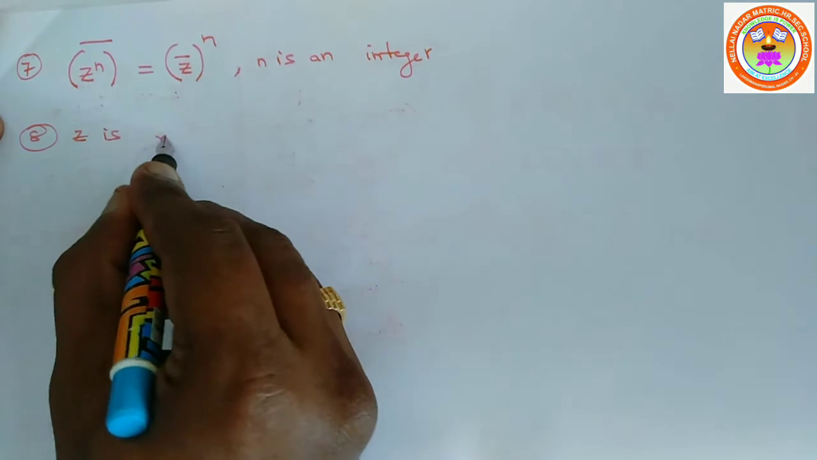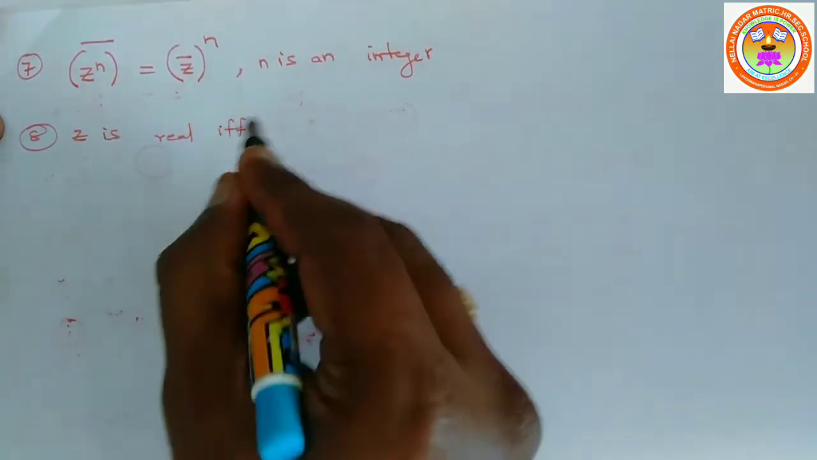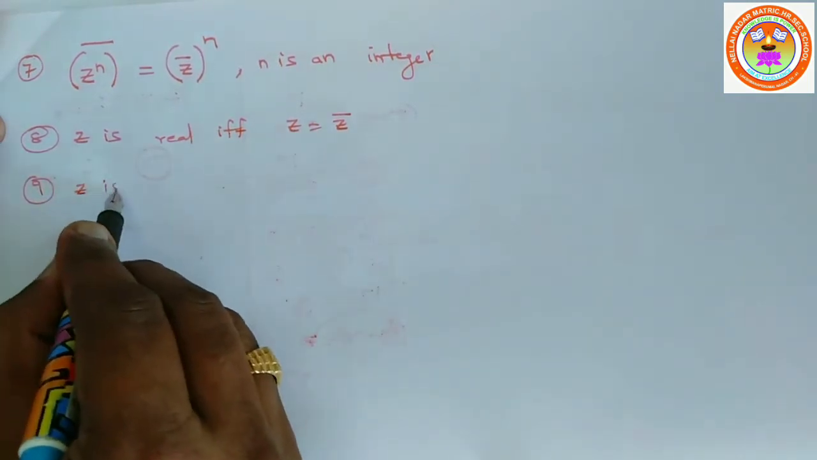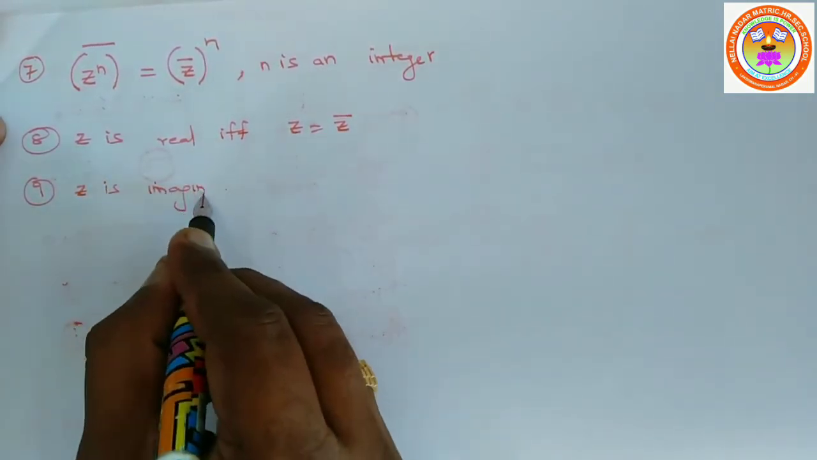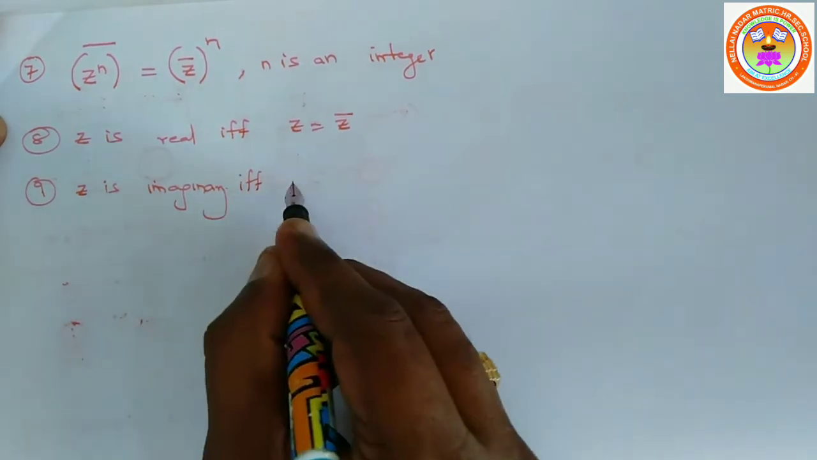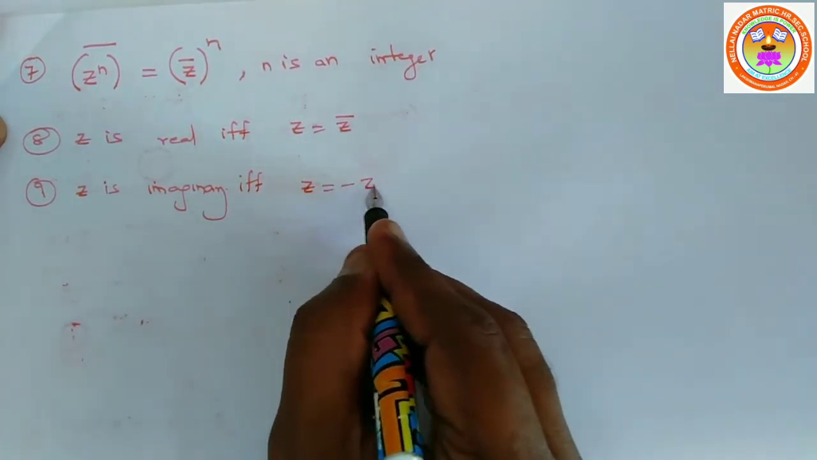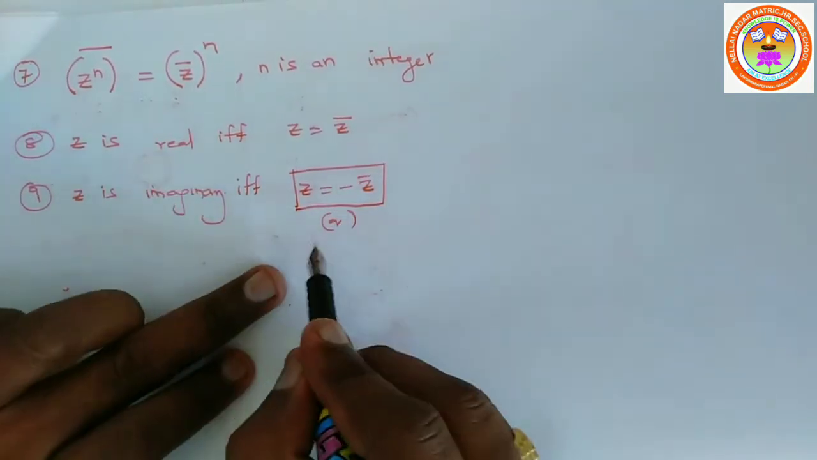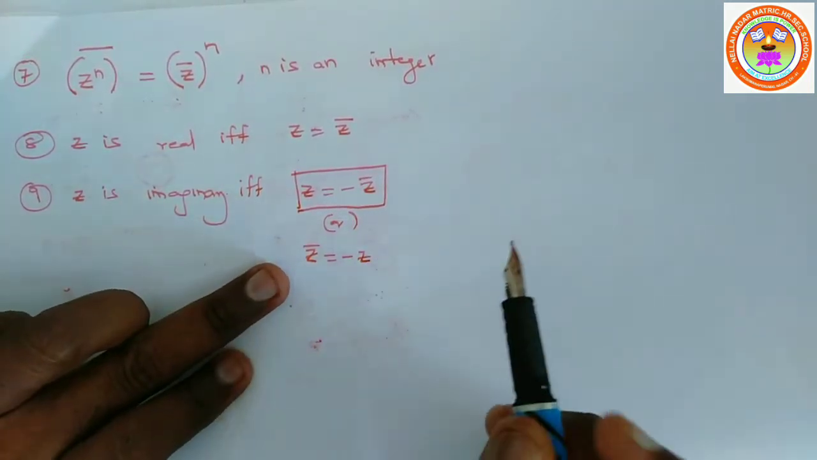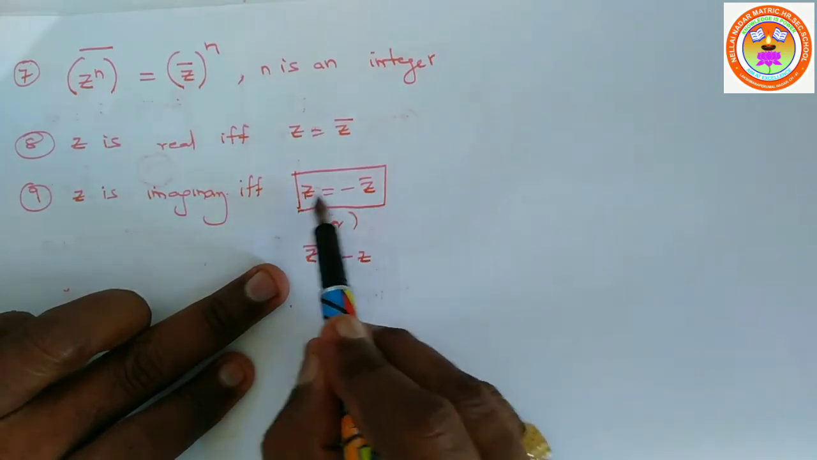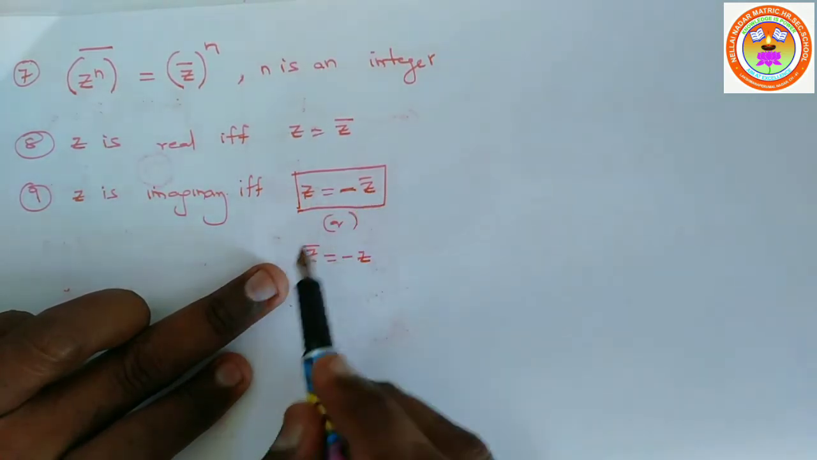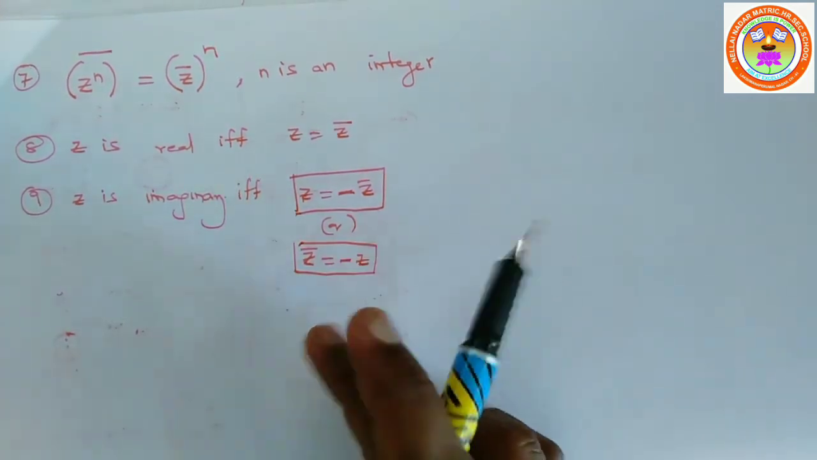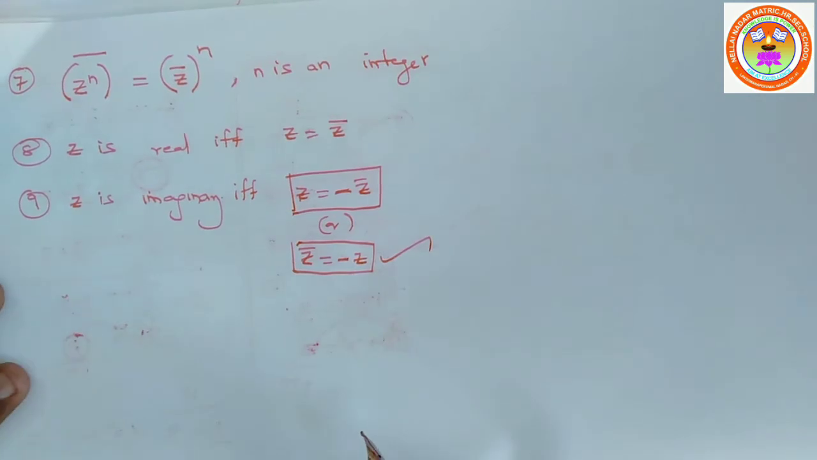Next, the 8th property is a well-known property. Z is real if and only if z is equal to z bar. Z is imaginary if and only if z is equal to minus z bar. In spite of writing this, we will write z bar is equal to minus z. Both are correct, but we use this one: z bar is equal to minus z.